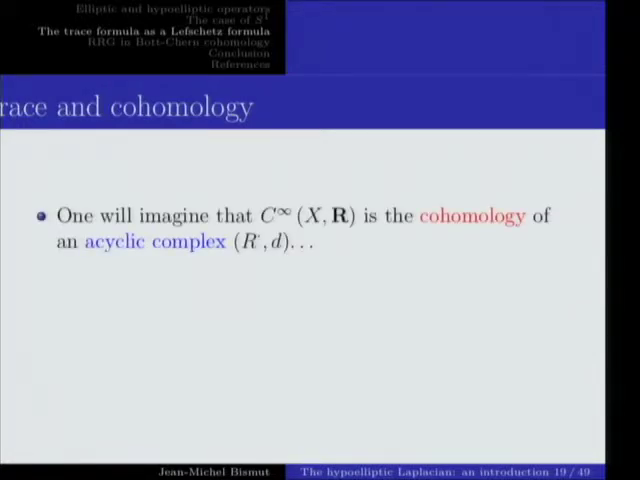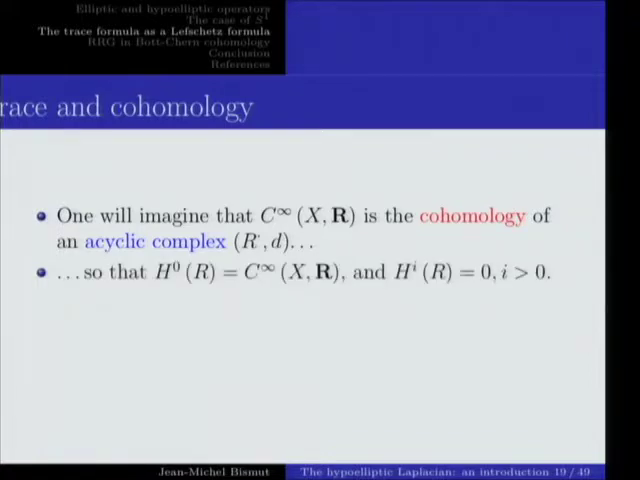So what we are going to do now is think of the space of smooth functions, smooth real functions, as being the cohomology of some complex. Of course, any vector space is the cohomology of itself, so this is not making too crude an assumption. That means it's the cohomology of an acyclic complex (R, d), where d is a differential and R is a complex.